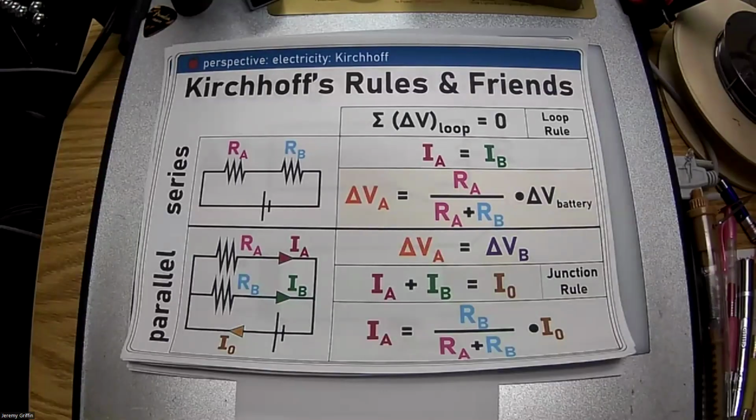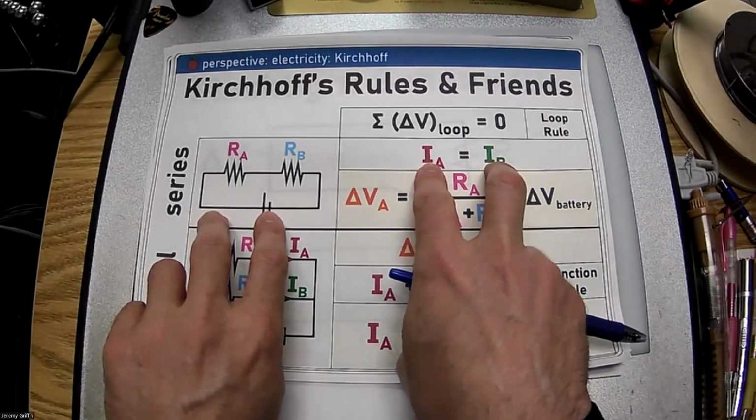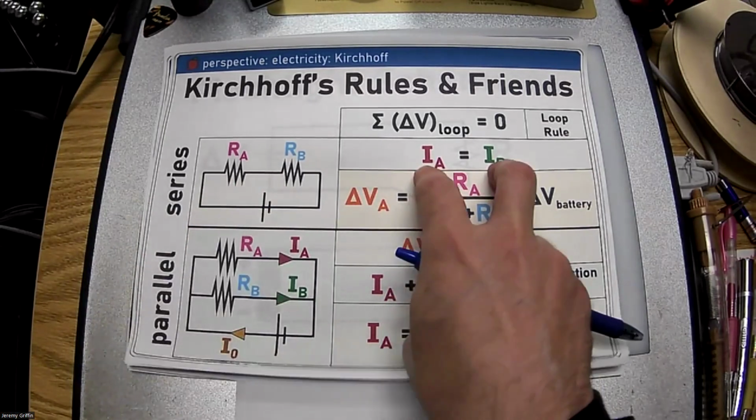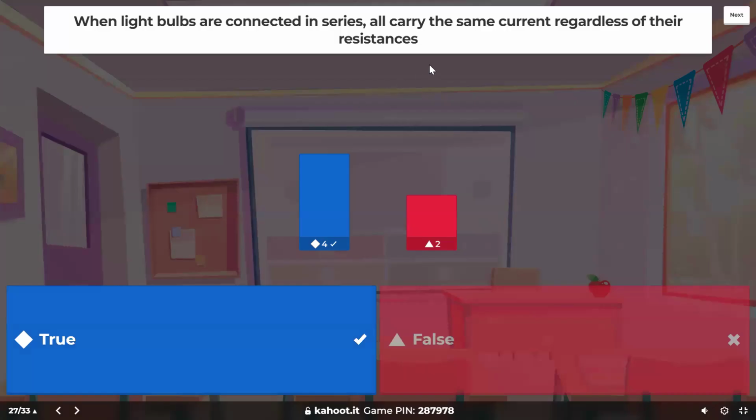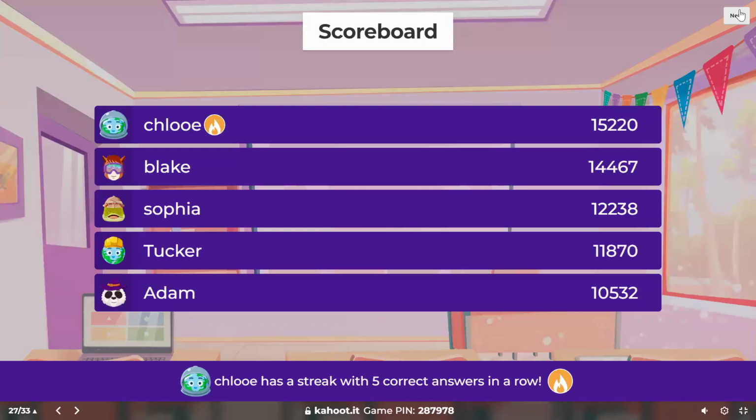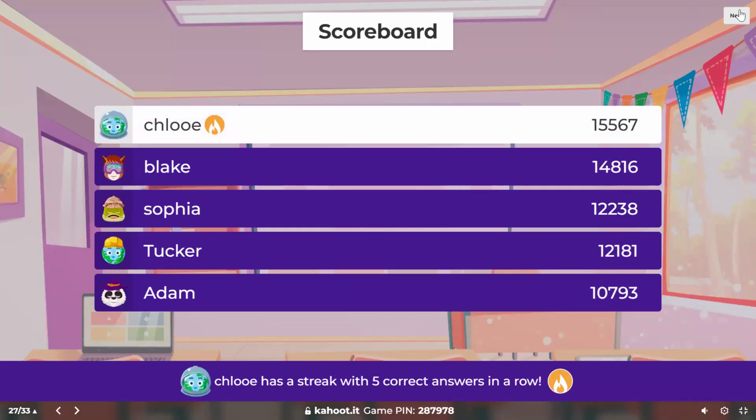That is here. Let me remind you guys where you saw that. That's this one right here. It's the same current, even if they're different resistors. Points.